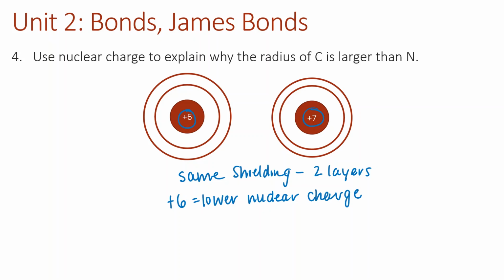This means that these electrons are going to be not quite so closely held to the nucleus. Because it is a +6, which is a little bit less than +7, the electrons aren't as strongly attracted. So because we have that weaker attraction, that gives us a larger radius. Those electrons are not held as close to the nucleus in +6 in carbon than it would be with a +7 nucleus in nitrogen.